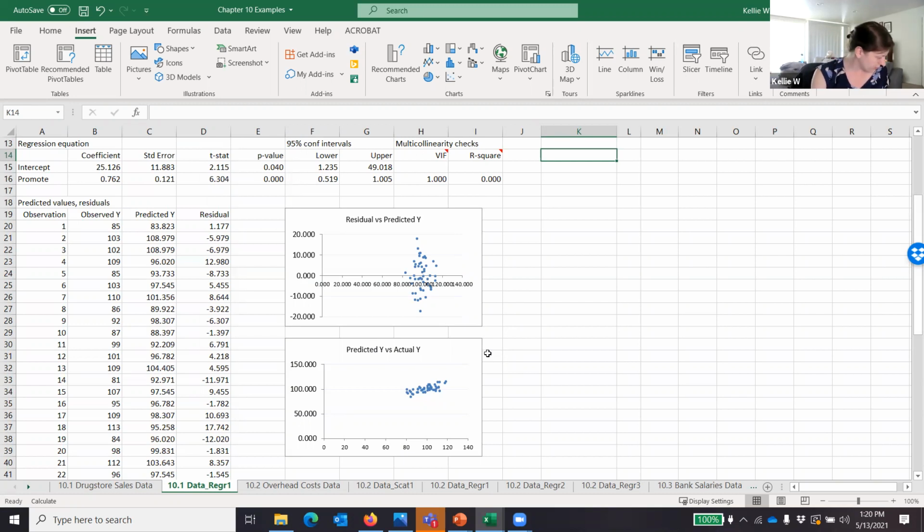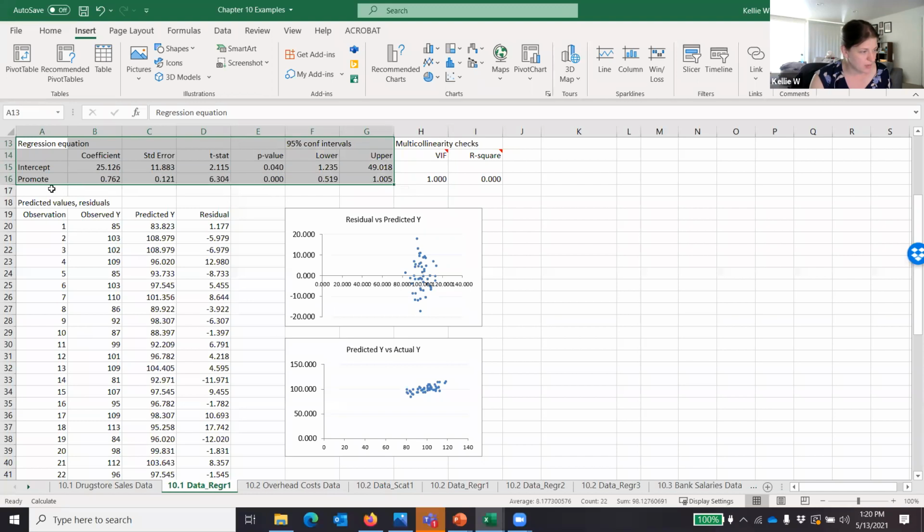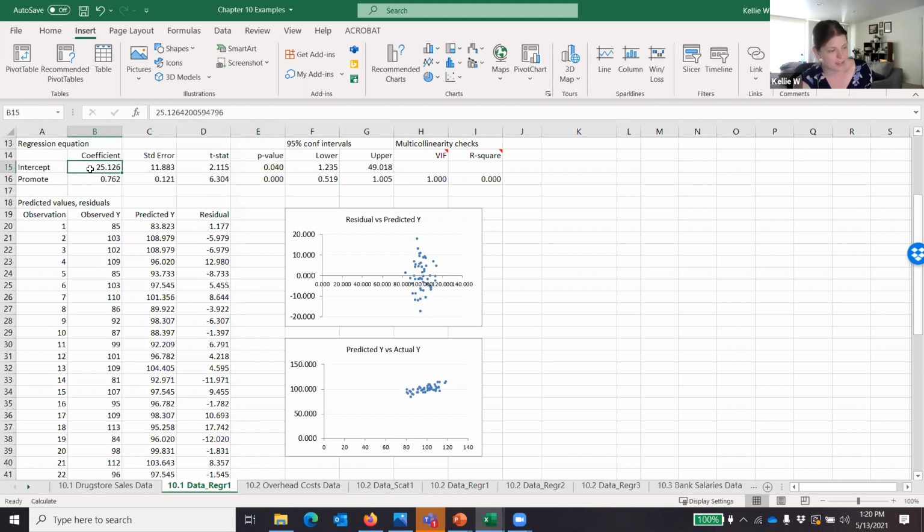Okay, so for right now, we're just focusing on this information over here. When you run the regression analysis, it gives you an intercept and the value of the slope. So we could derive the same equation, y equals ax plus b, from this. So y equals 25.126 plus 0.762 times x. The same equation comes out of this analysis.